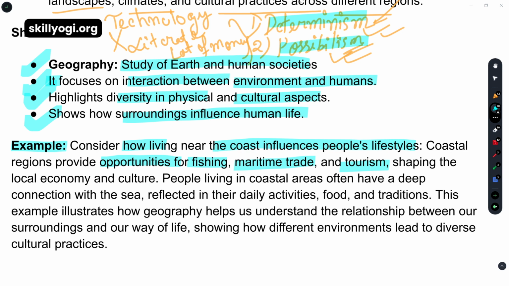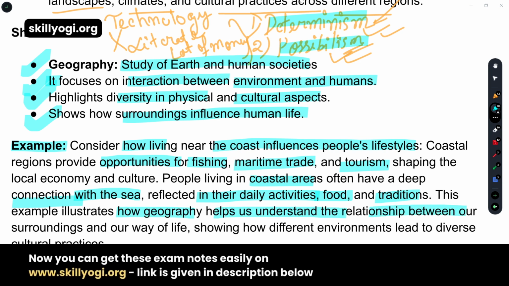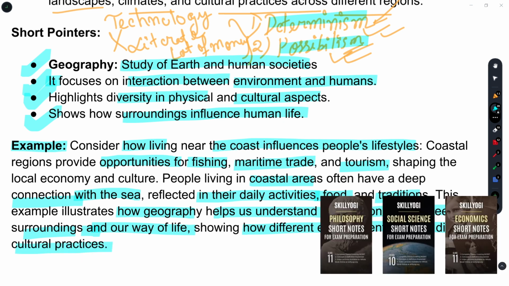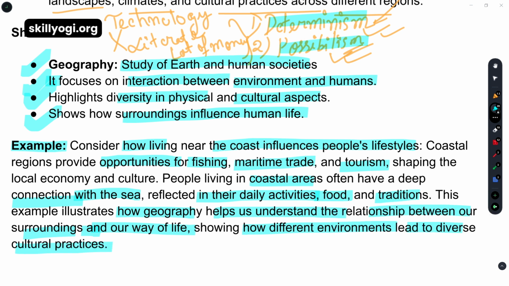People living in coastal areas often have a deep connection with the sea. Yes, this is true, and it is reflected in their daily activities, food, and traditions. This example illustrates how geography helps us understand the relationship between our surroundings and our way of life, showing how different environments lead to diverse cultural practices. Exactly, this is a good example of how our lifestyle is influenced by our surroundings.